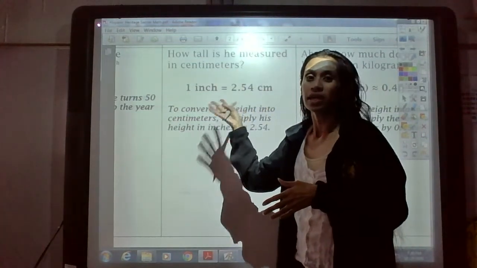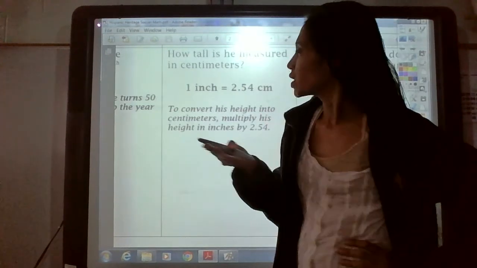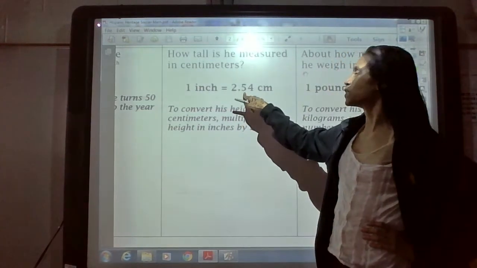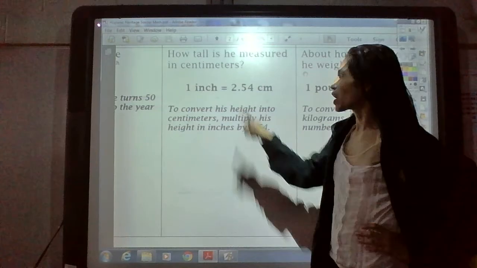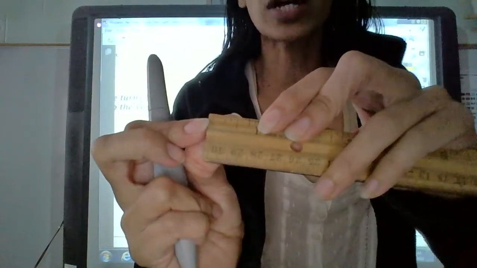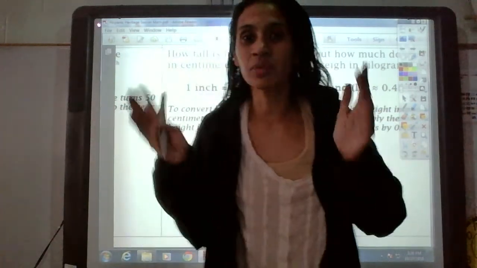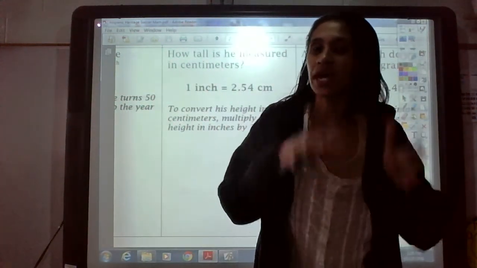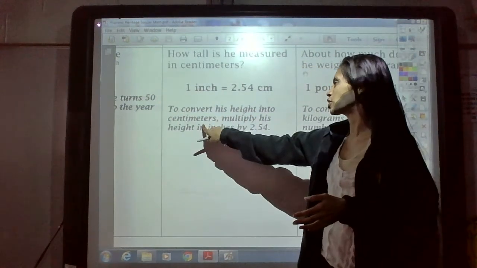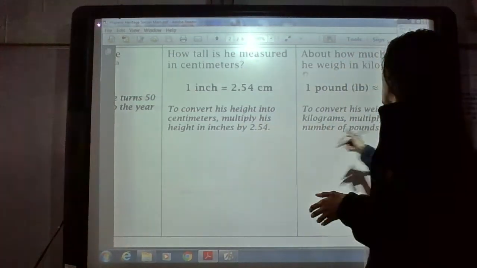Now, our conversion, I have it up here. Maybe you should start remembering it, because you're so smart. 1 inch equals 2.54 centimeters. Say this number with me correctly. So if I have 1 inch, that means I have 2.54 centimeters in an inch. A little bit bigger than 2 centimeters, smaller than 3 centimeters. It says to convert his height into centimeters, multiply his height in inches by 2.54.